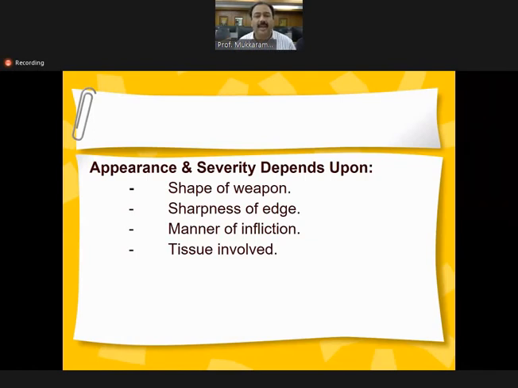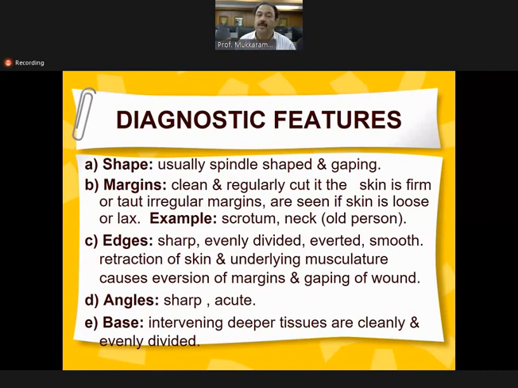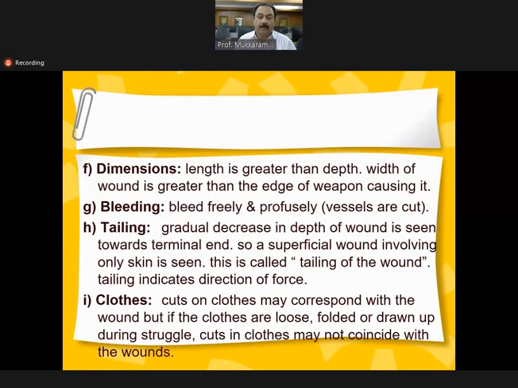So the sharp weapon has been used. You will find that the shape of the weapon will be clear. Sharpness of the edge will be there. The manner of the infliction will be clear to you, and the tissue involved. Diagnostic features: you will look at the shape, the margin, the edges, the angles, and the base. That I told you: margins are neat and clean cut, averted. The breadth is more than the size of the weapon, and there's no contamination and no bruising all around. You will look at the dimension; profuse bleeding will be there.